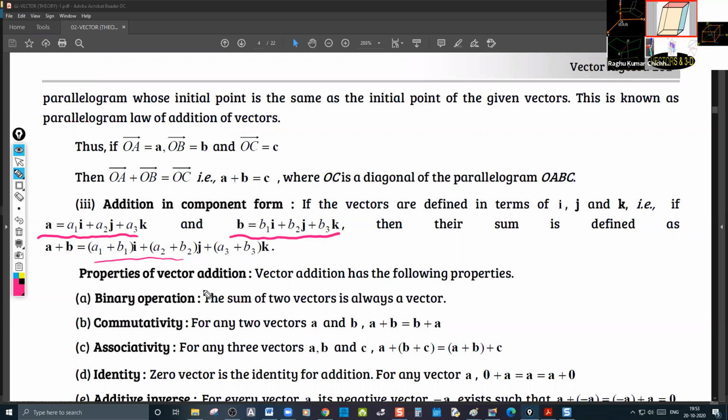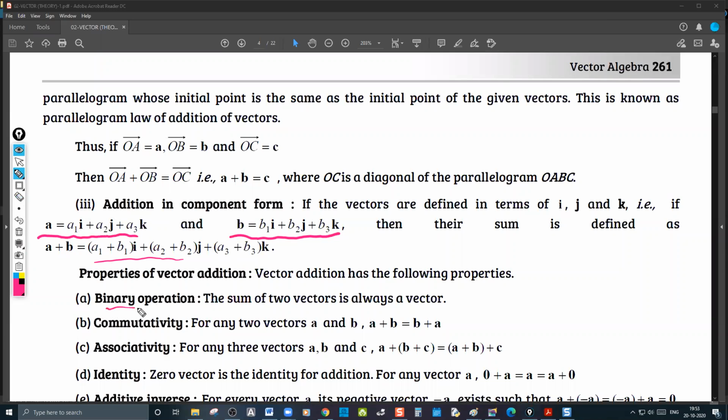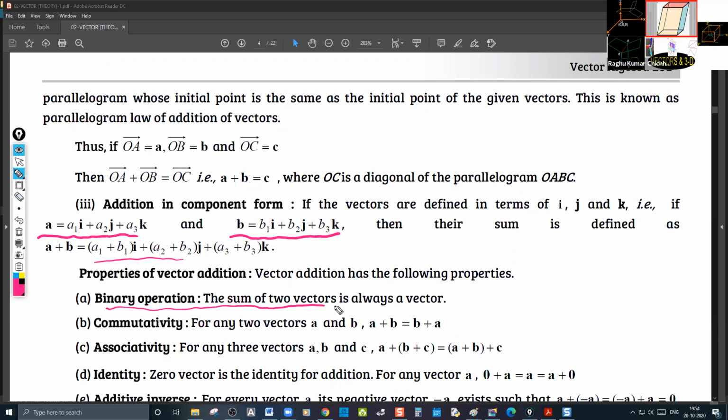Okay. Now, properties of vector addition. What are the properties of vector addition? Binary operation. The sum of two vectors is always a vector, obviously, and the two vectors can be added directly only when they are in the same direction. Otherwise you have to apply the triangle law of addition. And commutativity also, in the previous session I proved it using parallelogram law of addition.